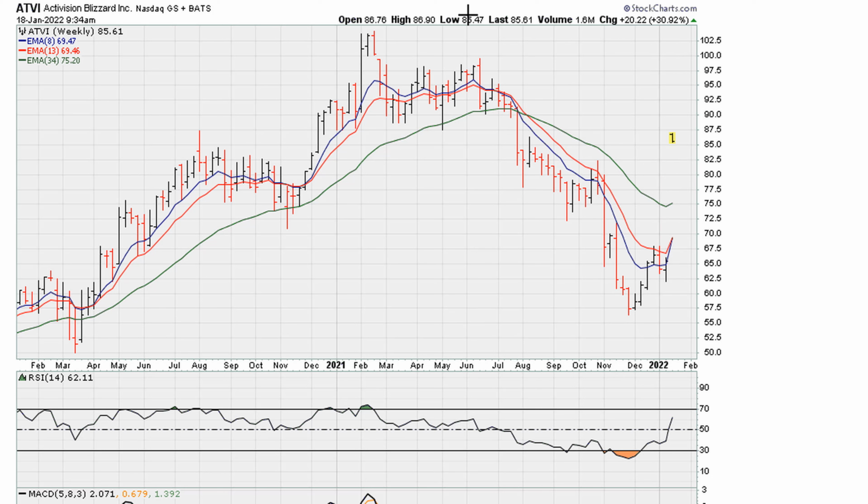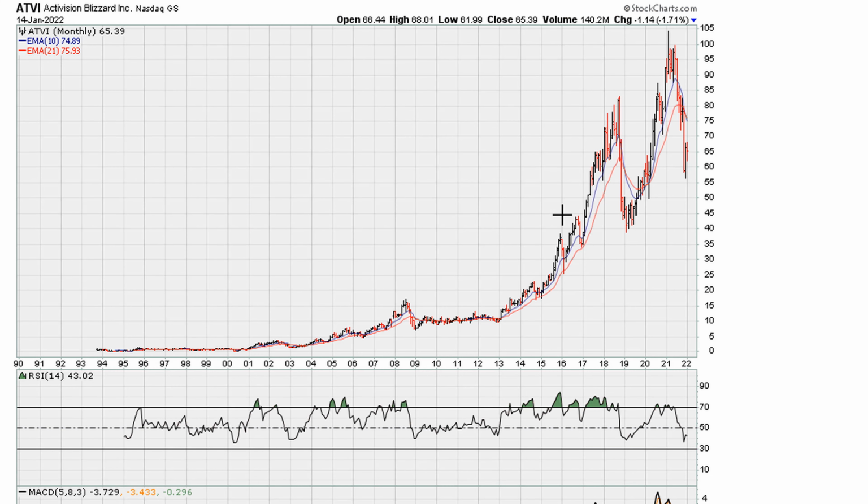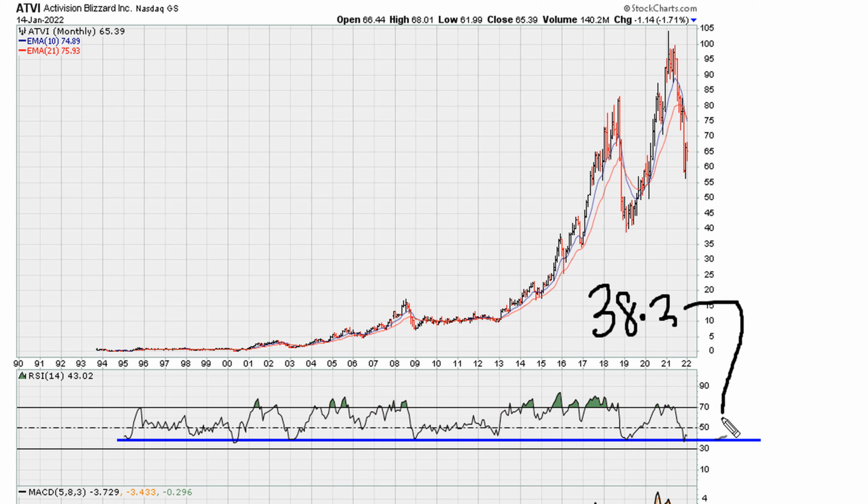Now, what I wanted to take a look at was the monthly chart prior to today's action. So this is before today's action on the monthly, and I want to quickly focus here on one level, which is RSI 38.2. This is all data monthly going back to 93. So I'm going to draw that line around RSI 38.2, which is here.